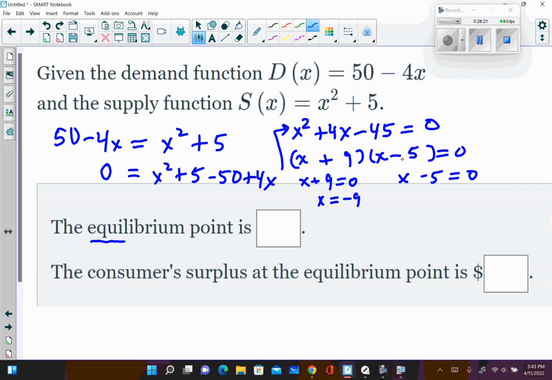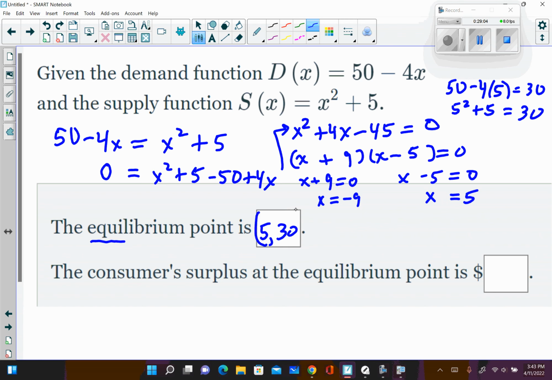X is the number of items produced, or either supplied or demanded. It's not ever a negative number. Add 5 to both sides over here, x equals 5. So that number makes sense. The equilibrium point has 5 as the x coordinate. The y coordinate, we plug 5 into either one of these. So we can say 50 minus 4 times 5, or we can say 5 squared plus 5. We don't have to do both of these. That's 50 minus 20, which is 30, and that's 25 plus 5, which is also 30. So it makes the equilibrium point (5, 30).